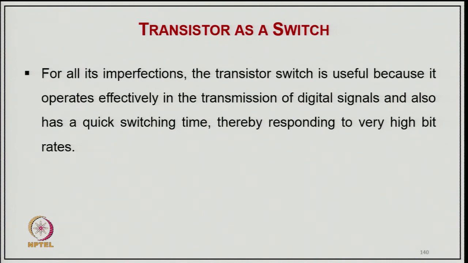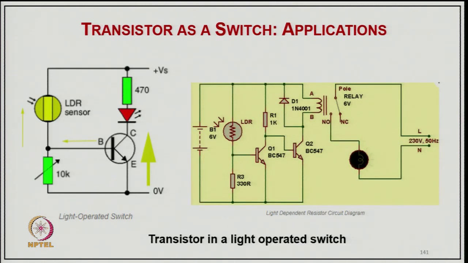So, for all the imperfections, the transistor switch is useful because it operates effectively in the transmission of digital signals and also has a quick switching time, therefore responding to very high bit rates. This is typically the transistor as a switch for amplification. You can just say an LDR sensor, and here you have typically an LED diode with a resistance, and how the relay is operating with this amplification.